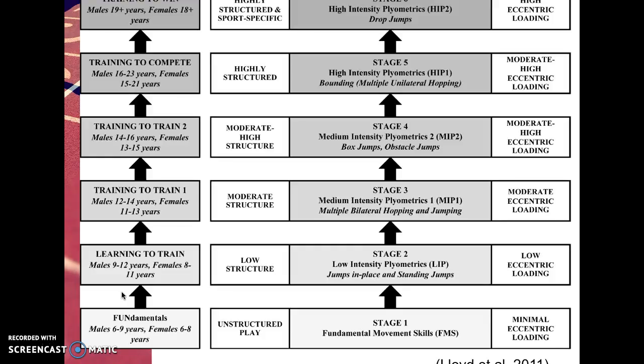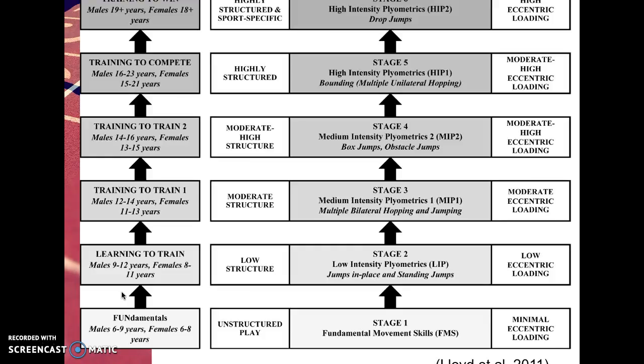This is a great thing made by Lloyd. Lloyd is a great strength and conditioning coach. This was delivered to us in 2011. Just looking at the bottom and working your way up, not a pyramid form, but progressive overload going way up. To the left, fundamentals, 6 to 9 years old, female 6 to 8: unrestricted play, fundamental movement skills. Level 2, learning to train, 9 to 12 years old for males, 8 to 11 for females: low intensity plyometrics, jumps in place, standing jumps.